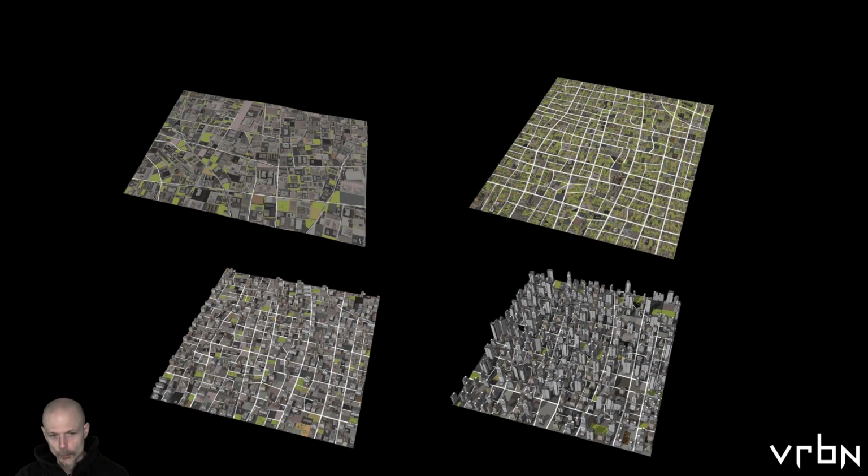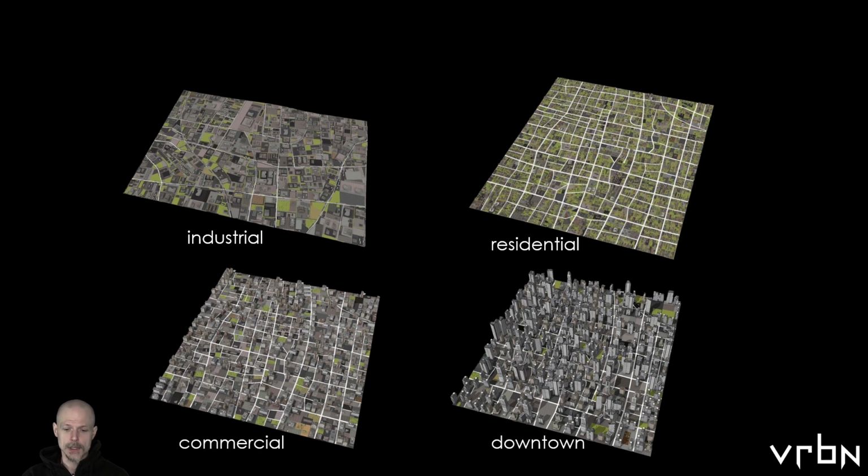So we are developing multiple of those rule sets. One of them is for industrial areas. One of them is for residential areas. The same thing also for commercial areas and downtown, plus obviously the whole cityscape. And we're constantly trying to refine the code and add more details.